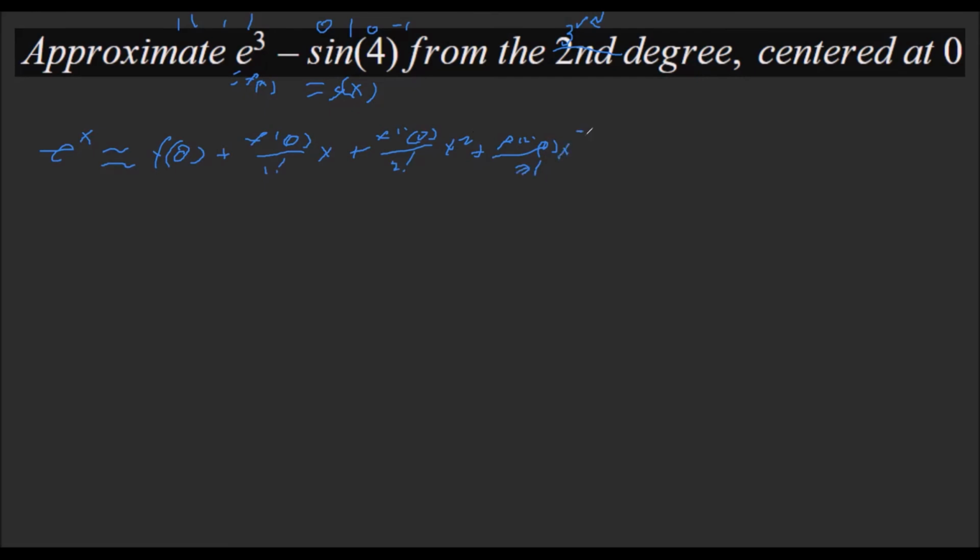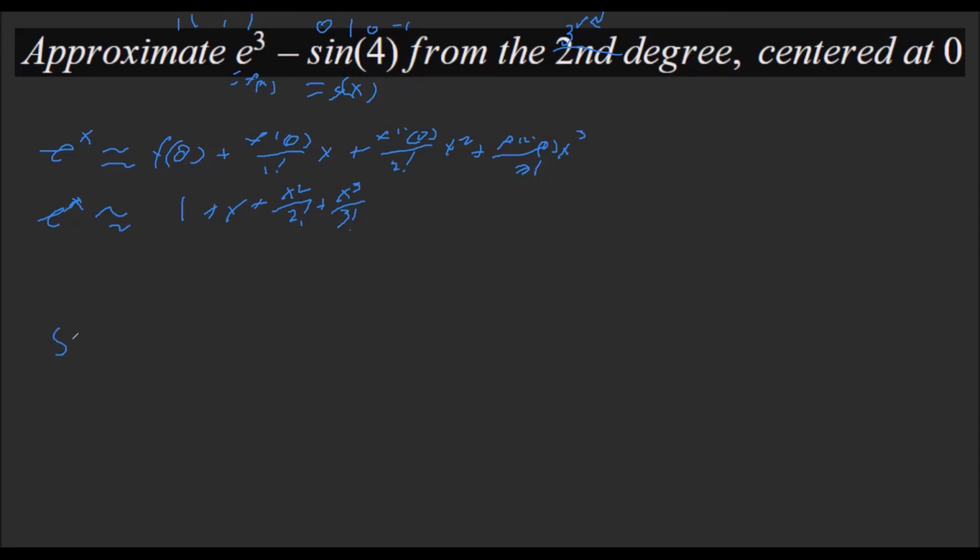times x cubed. Okay, so all we have to do now is fill in the blanks, meaning that e to the power of x is approximately equal to f of 0, which is 1, plus f prime of 0, which is 1 over 1 times x. So we end up with x, plus f double prime of 0, which is 1 over 2 factorial times x squared. So we end up with x squared over 2 factorial, plus f triple prime of 0, which is 1 times x cubed over 3 factorial, and so on and so forth. But since we're ending it at the third degree, this is going to be it for e to the power of x. Now we have to find sine of x.